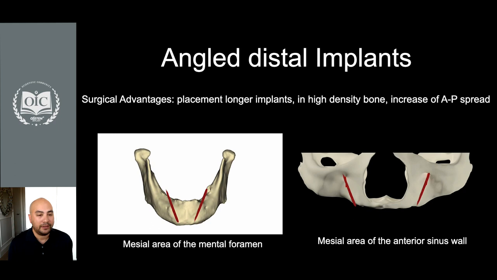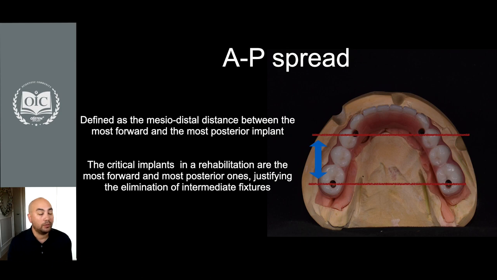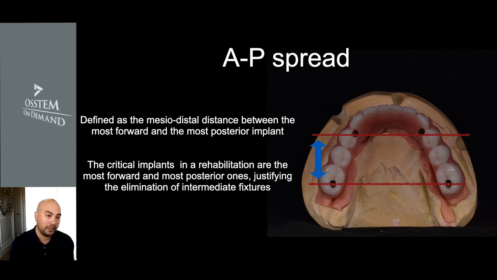There's a surgical advantage in placing implants angled: we're able to place longer implants in high-density bone volume, and we're thereby able to increase the AP spread. What is an AP spread? It is defined as the mesiodistal distance between the most forward and most posterior implant. Typically, the critical implants in a rehabilitation are the most forward and most posterior ones. Therefore, this justifies the elimination of intermediate fixtures.